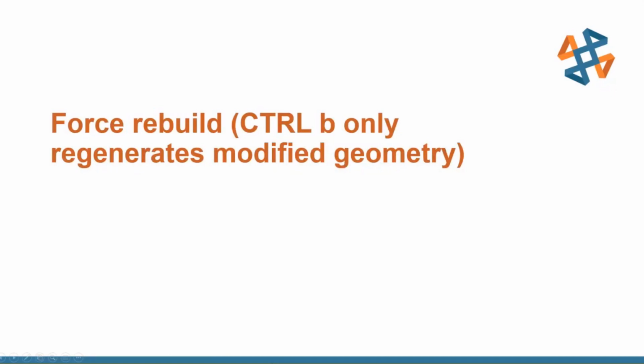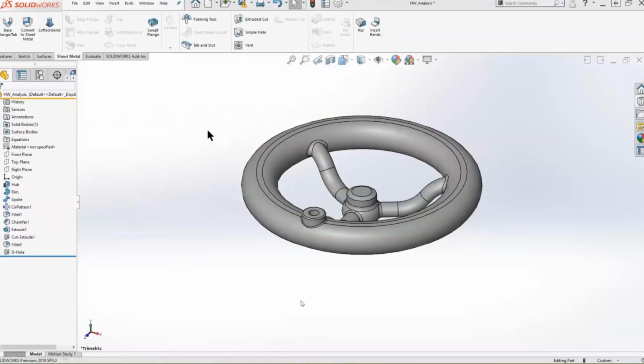Actually, I hope this isn't hidden at all, and I hope every single SOLIDWORKS user today knows about this, and that is the force rebuild, the Control Q regeneration of a SOLIDWORKS part model. Control B, or the little rebuild button, it really only modifies or regenerates the modified geometry. So let's go ahead and take a look at what this is all about here.